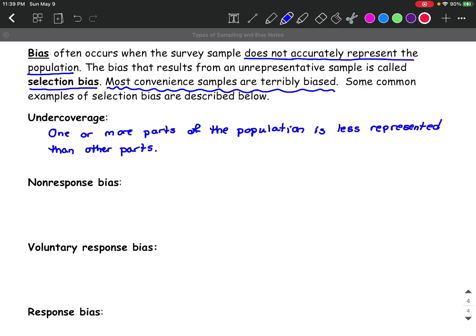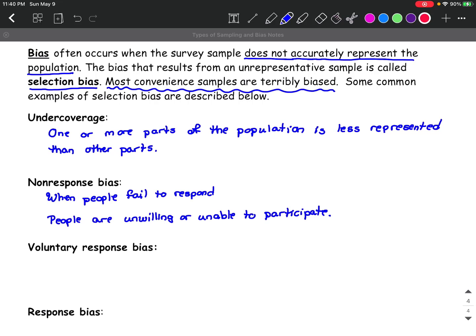The next one would be a non-response bias. A non-response bias, that's when people fail to respond for whatever reason. Either they're unable or they're unwilling to participate. So if you're not getting enough responses, that's a non-response bias.